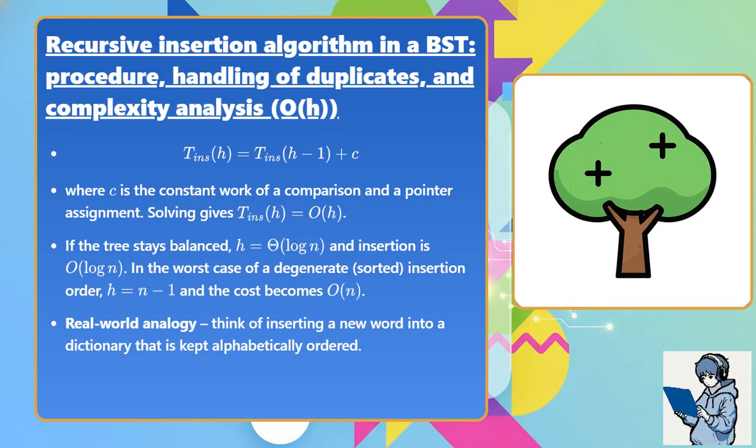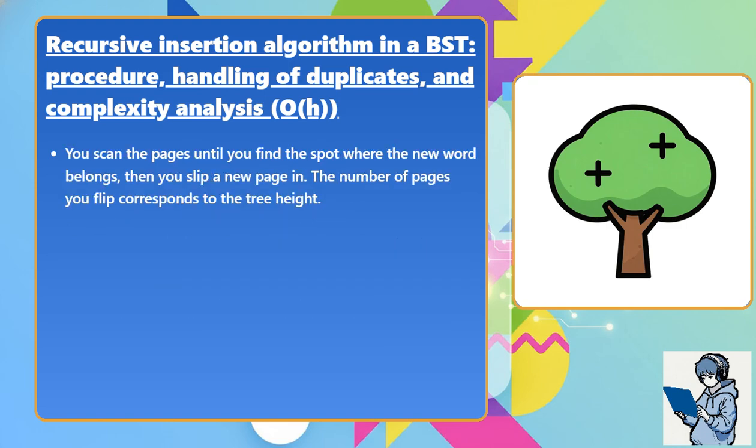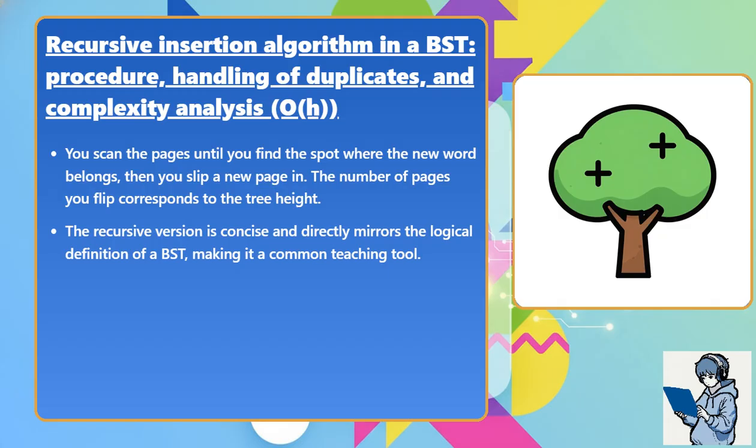Real-world analogy: think of inserting a new word into a dictionary that is kept alphabetically ordered. You scan the pages until you find the spot where the new word belongs, then you slip a new page in. The number of pages you flip corresponds to the tree height. The recursive version is concise and directly mirrors the logical definition of a BST, making it a common teaching tool.